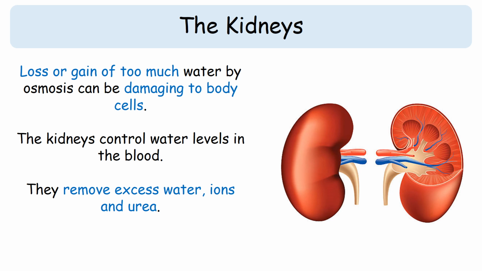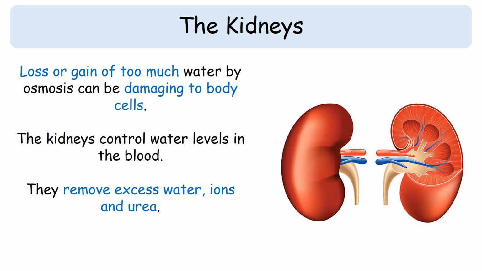If you lose too much water via osmosis, it can be really damaging to your cells. People that have diabetes, for example, can't lower the concentration of glucose in their blood. So this causes their cells to lose water, which causes them to become thirsty and urinate often. The kidneys help control those water levels in our blood, and they help remove some toxins as well. So they remove excess water, ions and urea.